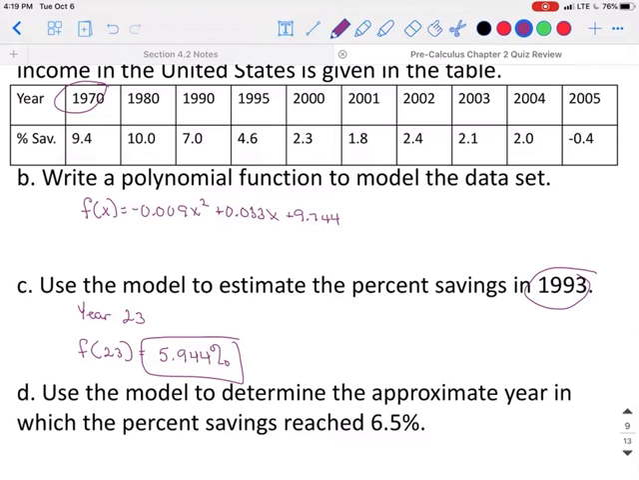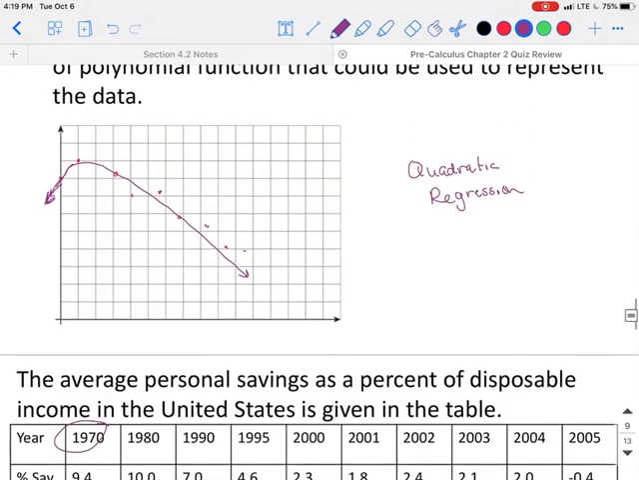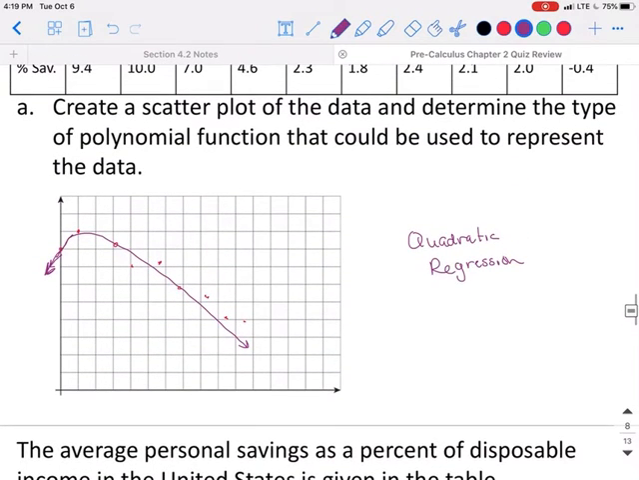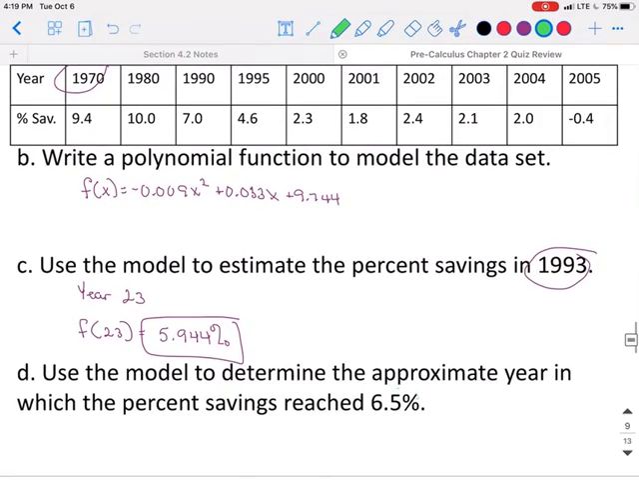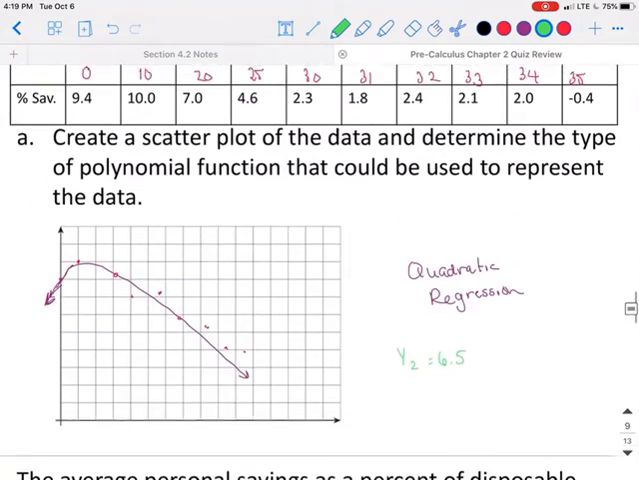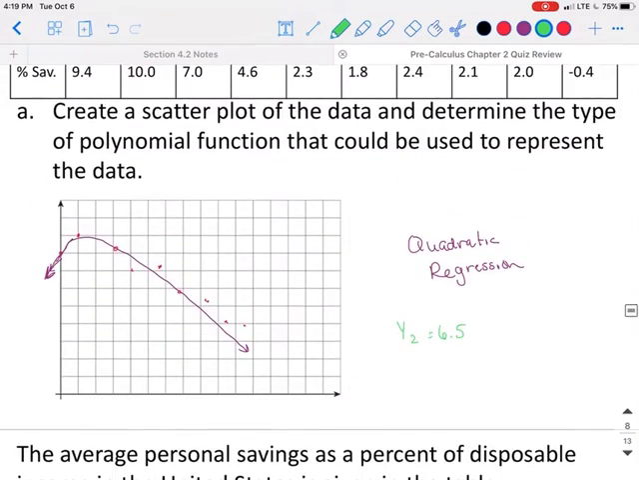And we need to use the model to determine the approximate year and what percent the savings would reach 6.5%. Now to do this, you would go back to your graph. You would need to have stored your equation or put your equation into y1 for your graph. And then for y2, you would just use the equation of 6.5 because that's the percent that we are trying to figure out what year it is.